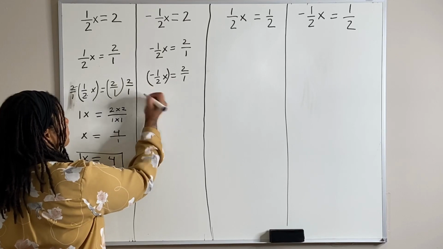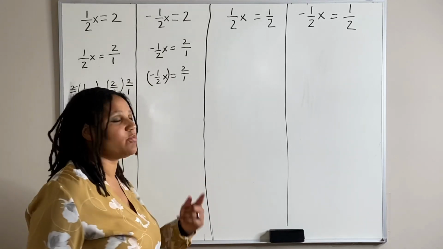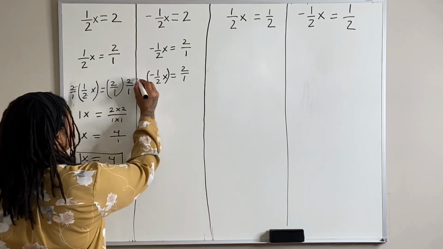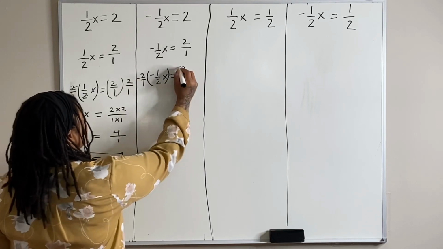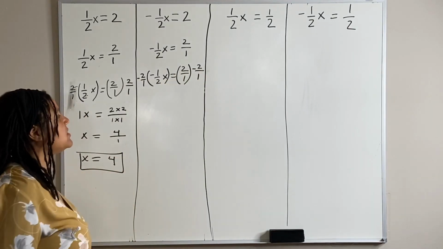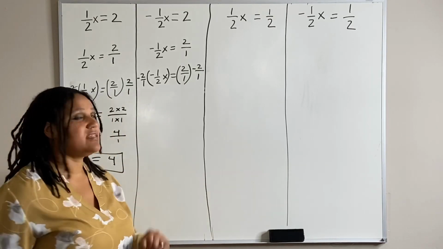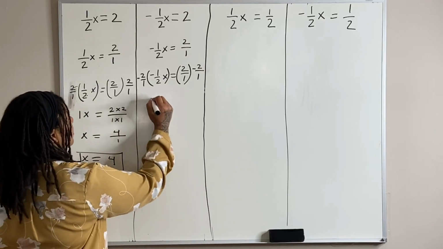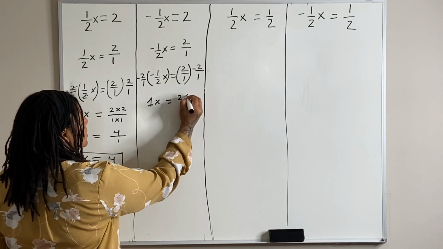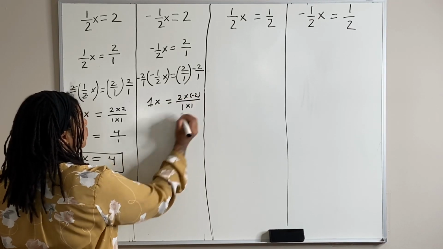So we are multiplying both sides by the reciprocal of -1/2. What is the reciprocal of -1/2? Well, the reciprocal of negative 1/2 is negative 2 over 1. So I'm going to come here and say negative 2 over 1 on both sides. A negative times a negative is a positive number. So now we are left with 1x is equal to 2 times a negative 2 all over 1 times 1.